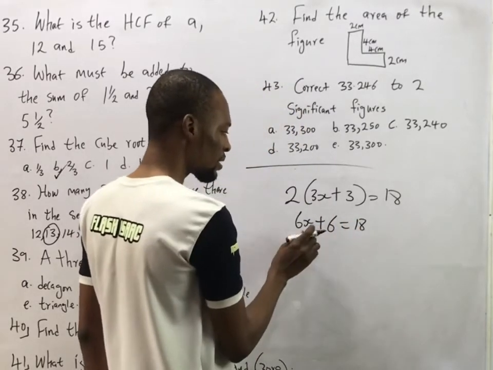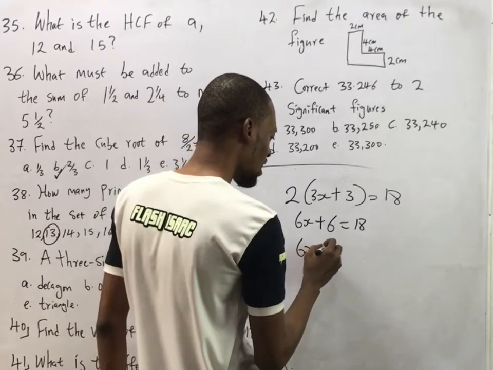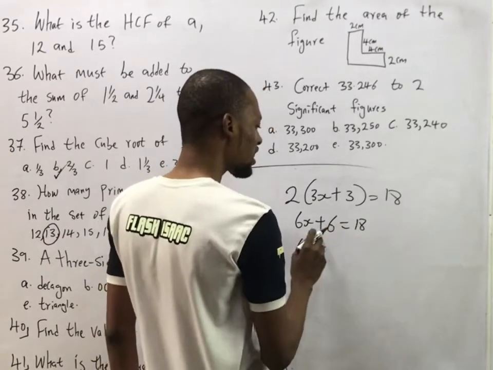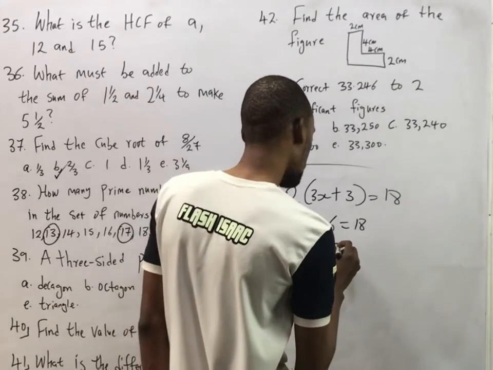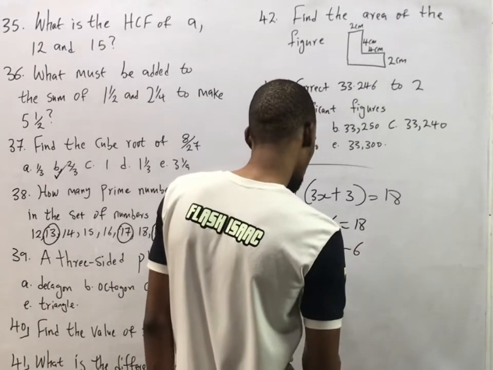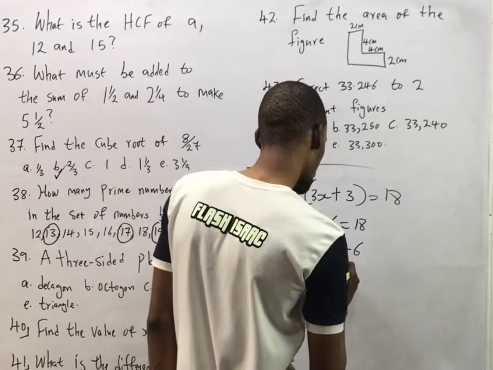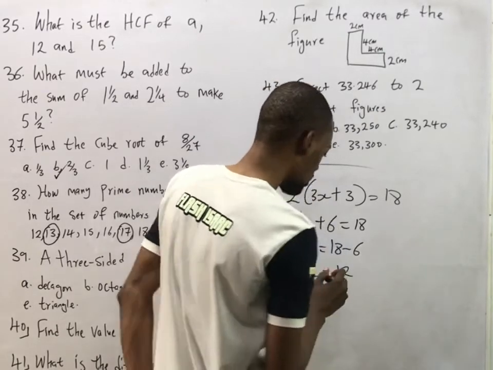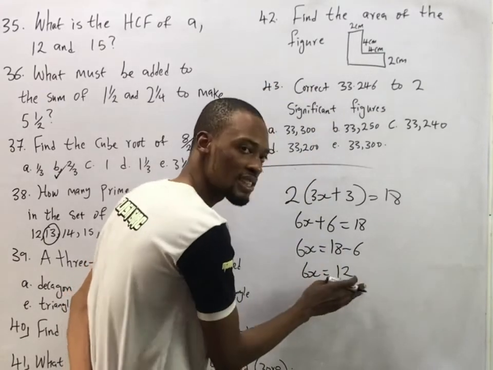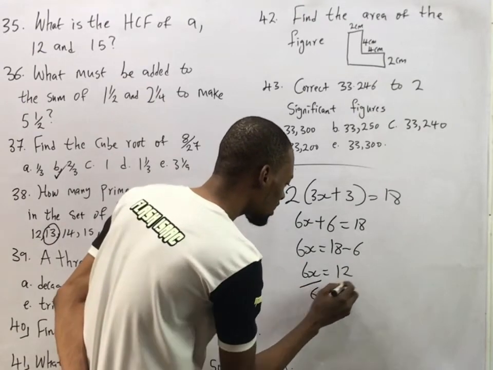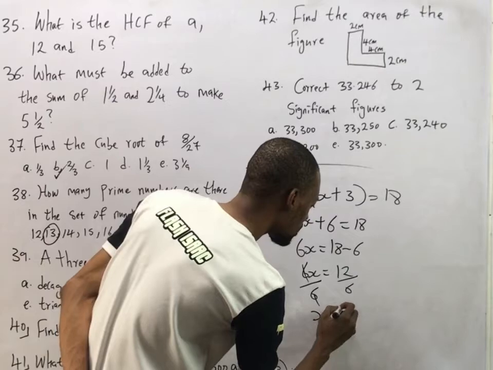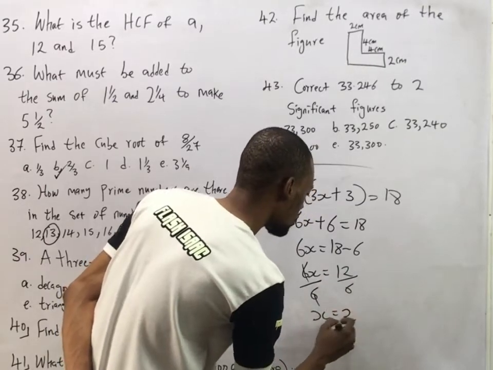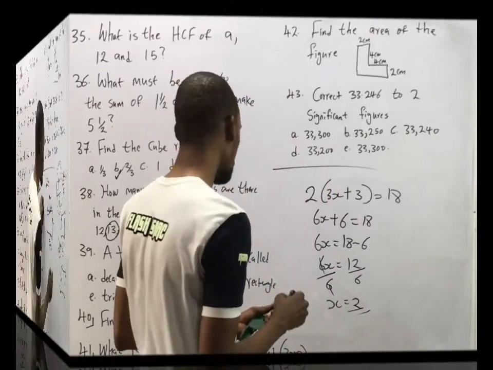Next, let's collect like terms. This has s and that doesn't have. So we take it to this side to become negative. This leaves us with 18 minus 6. 6s equals 12. To get s, let's divide both sides by 6. Dividing here by 6 and here by 6, this cancels this. s becomes 12 over 6, which is 2. So the value of s is 2.